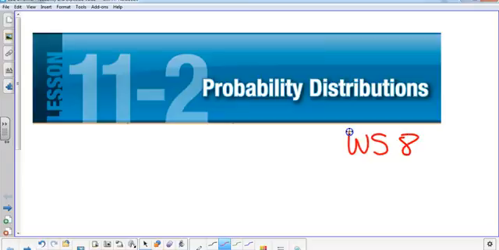You need a graphing calculator. This ties into what we did on Wednesday. We talked about binomial probability and the binom PDF button on your calculator. Okay, we're going to use that again today, but we're going to do some additional stuff.